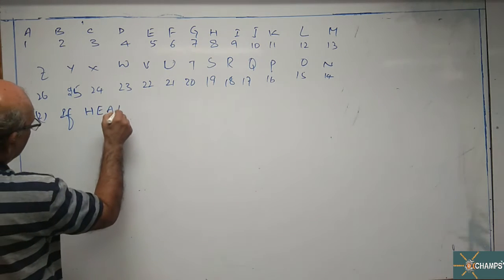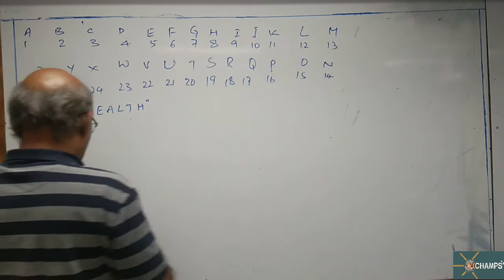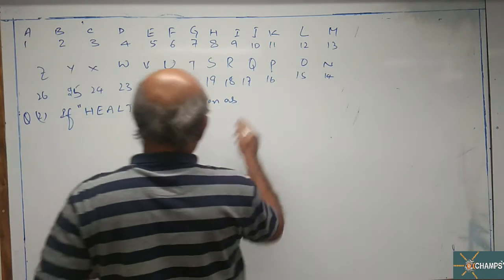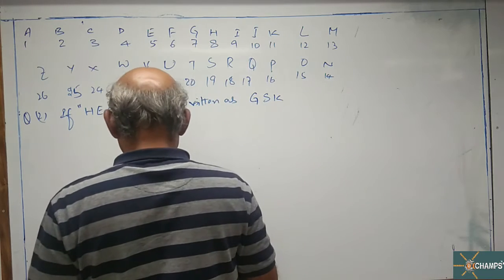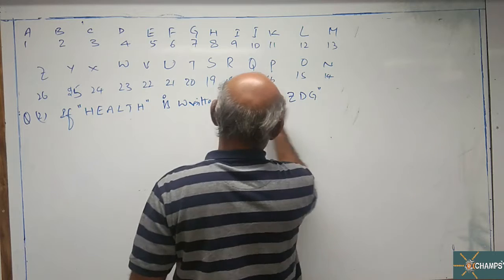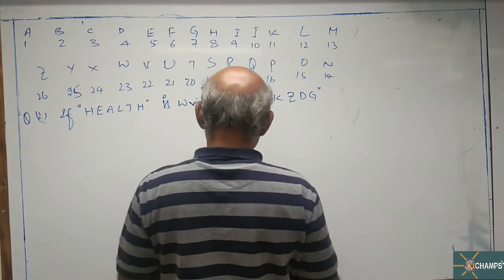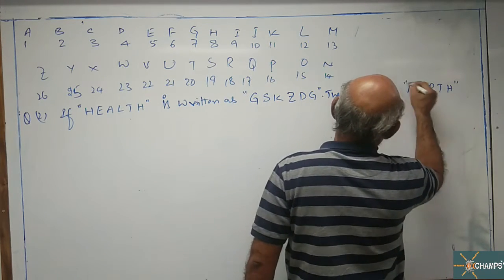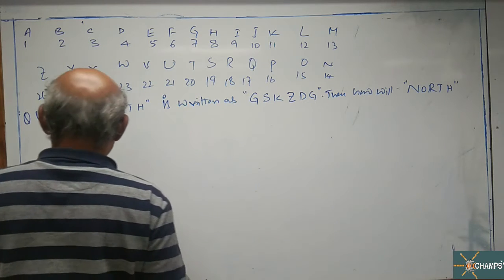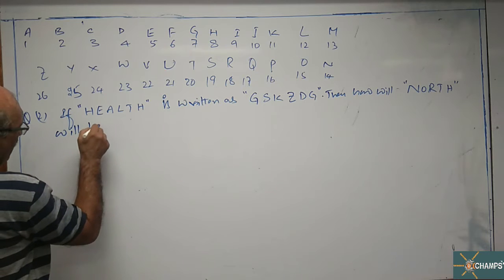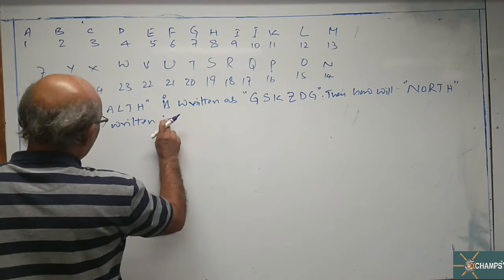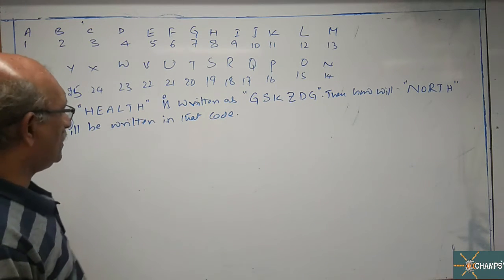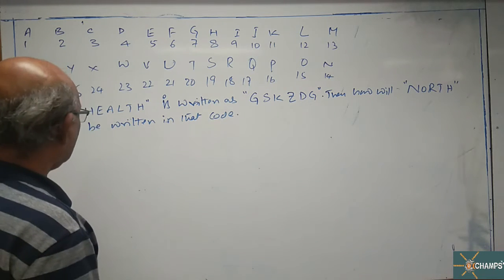If HEALTH is written as GSK ZDG, then how will NORTH be written in that code?